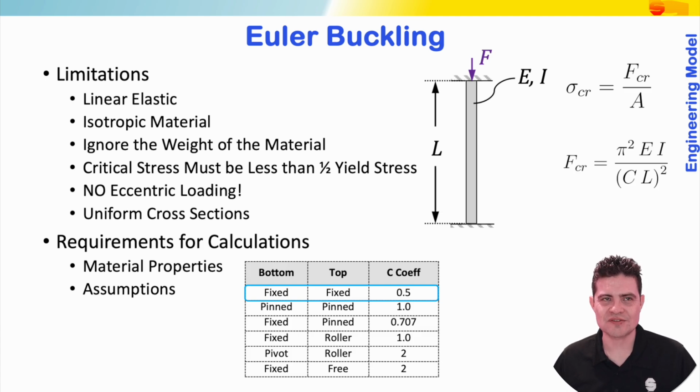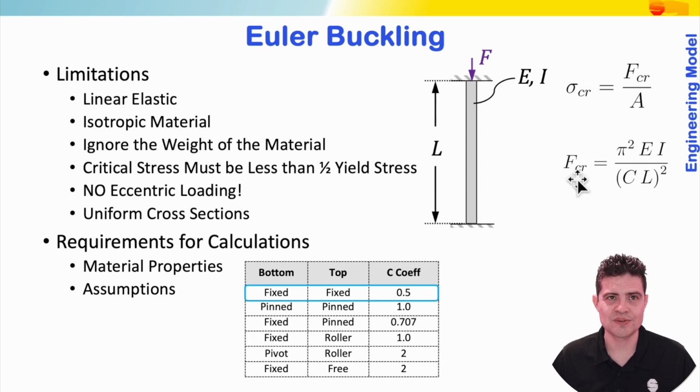What does the engineering model consist of? The engineering model looks as follows. It has to be linear elastic, as you can see here. The material is isotropic. For this model, we actually ignore the weight of the beam. And in this one particularly, we do not take into account eccentricities. And we also assume that the material has a uniform cross-section. Depending on the boundary conditions, we look up the coefficient of the geometry. It comes up to two equations: the critical stress, which is the critical force over area, and the critical force.